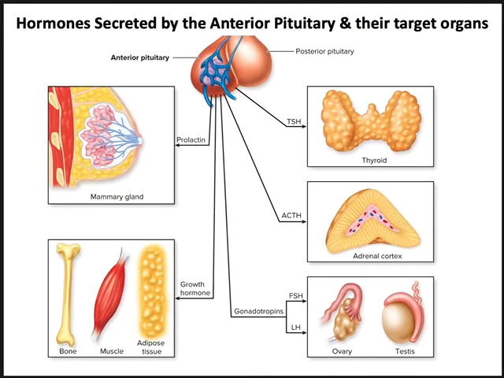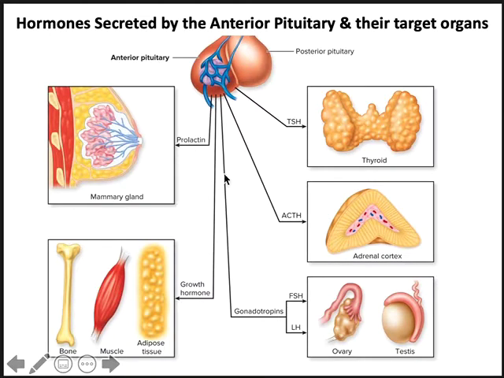And then this is a summary of just the anterior pituitary. For the anterior pituitary, we talked about 6 hormones: TSH, ACTH, FSH, LH, growth hormone, and prolactin.